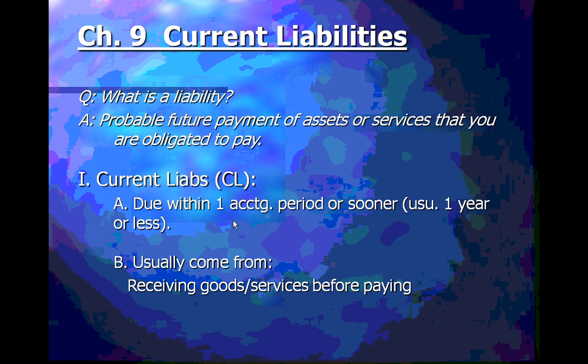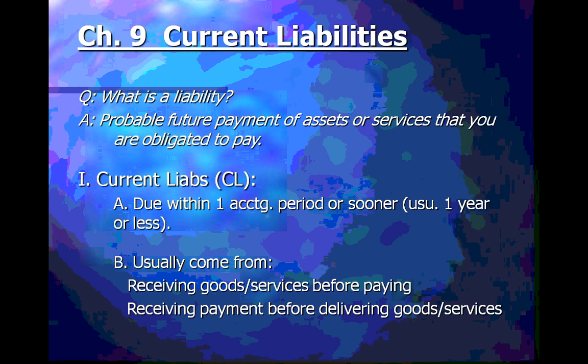These typically come from receiving goods or services before paying. Could also come from receiving payment before you delivered goods and services. For instance, if you got money in advance for a job you were going to do for a customer, or if somebody paid in advance and you haven't delivered the goods yet, if something was on back order. These are all unearned revenues if you're the one receiving the payment. Okay, so there's lots of ways that current liabilities come about. These are two of the main ways that that happens.